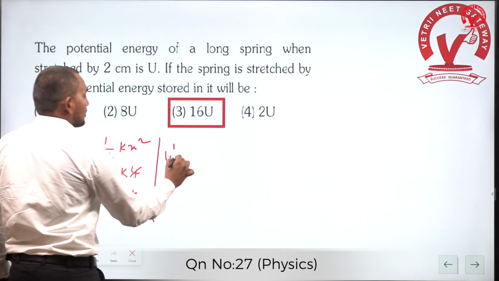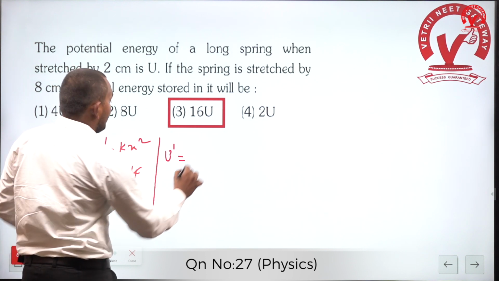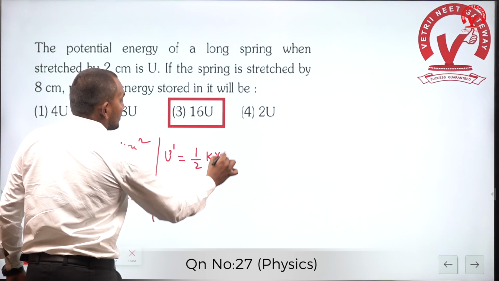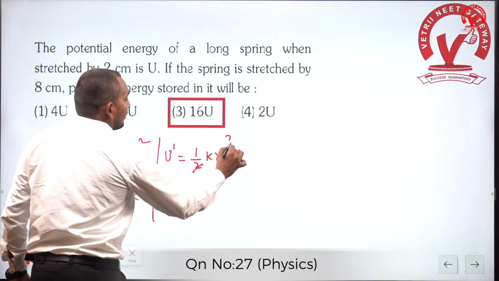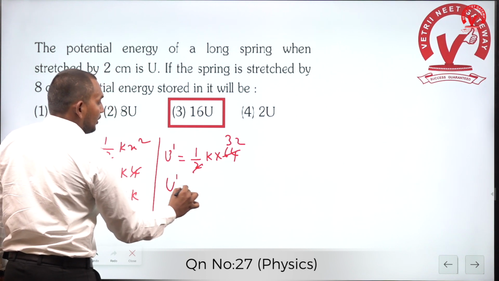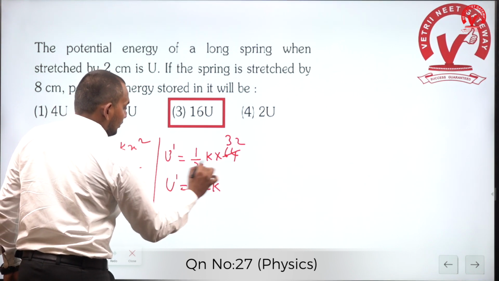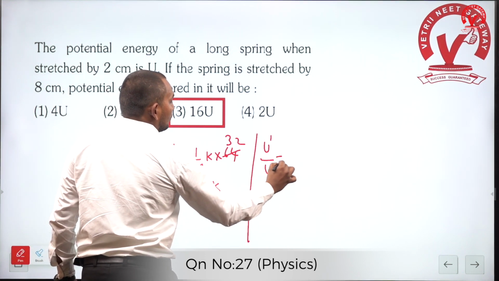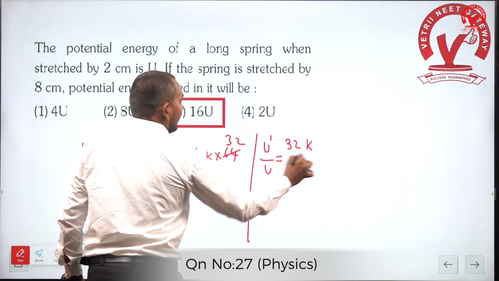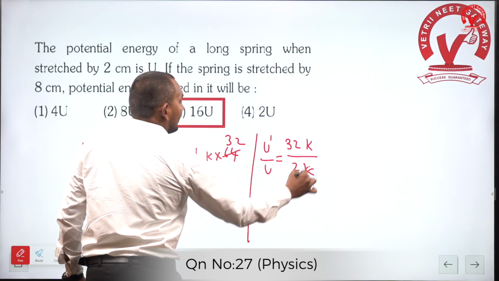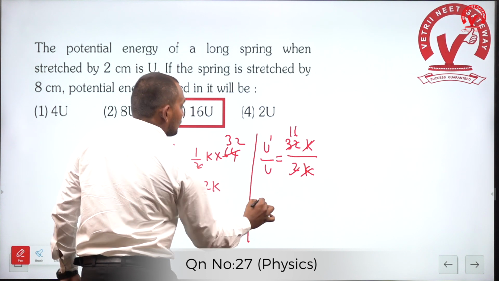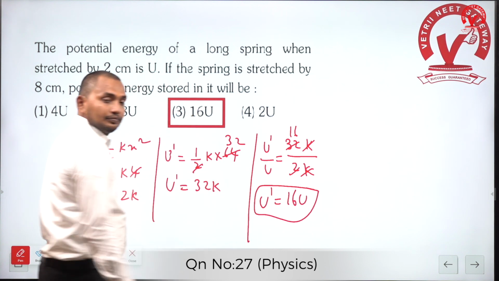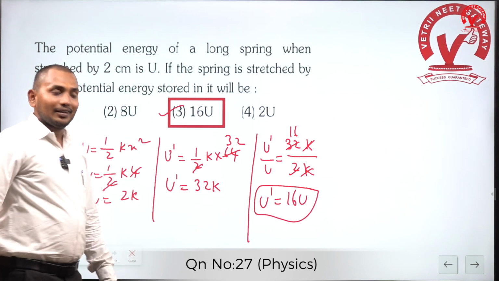Next, how much here it will be stretched? Half of k into 8, 8 8s are 64, half of that is 32. U dash is equal to 32k. Then U dash divided by U is equal to 32k divided by 2k, k getting cancelled, 16. So U dash is equal to 16U. So the third option is the correct answer.